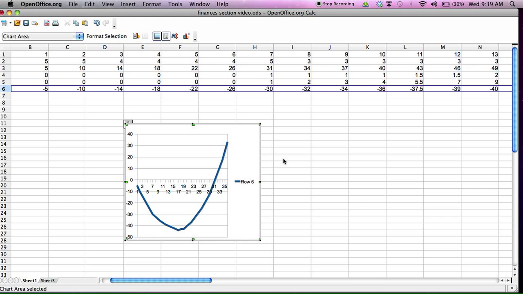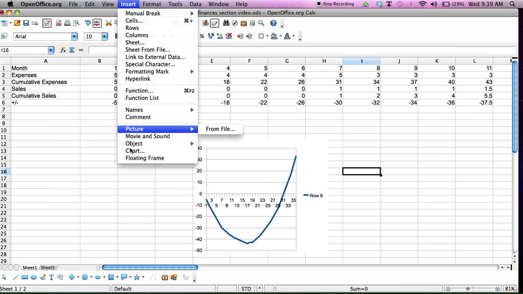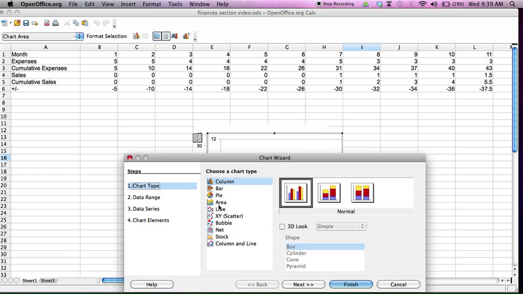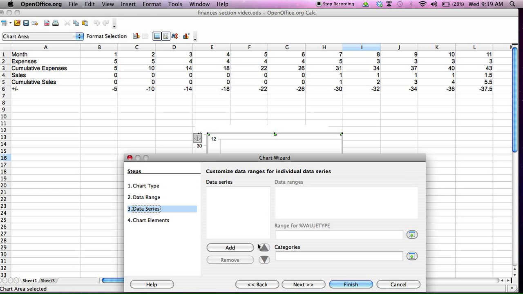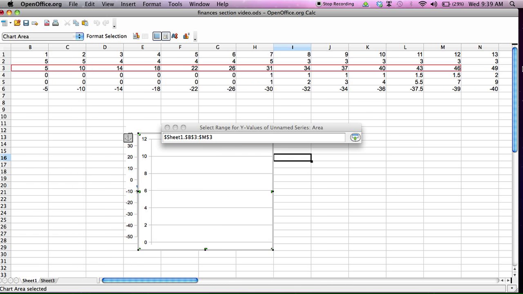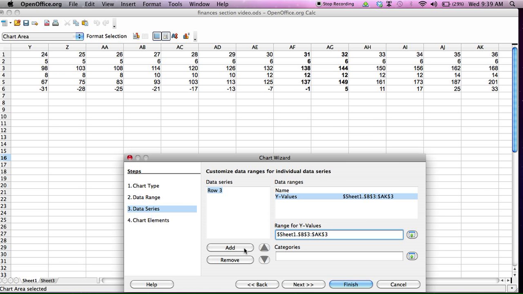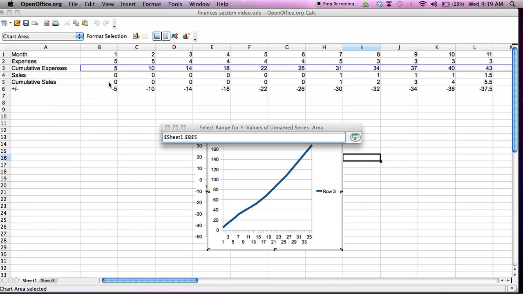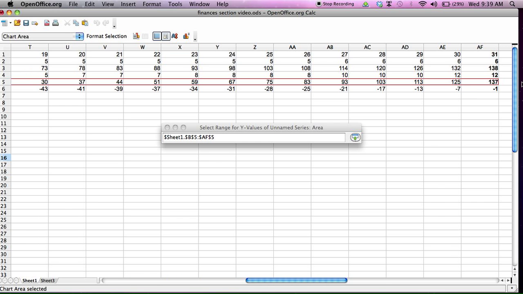The second chart we're going to make is the break-even chart. So for that, we're going to make another line graph. For this, we're going to look at the cumulative expenses compared to the cumulative sales. So we're going to take that row, and then we're going to add to it the cumulative sales. And what we're really looking for here is the point where these two lines intersect.